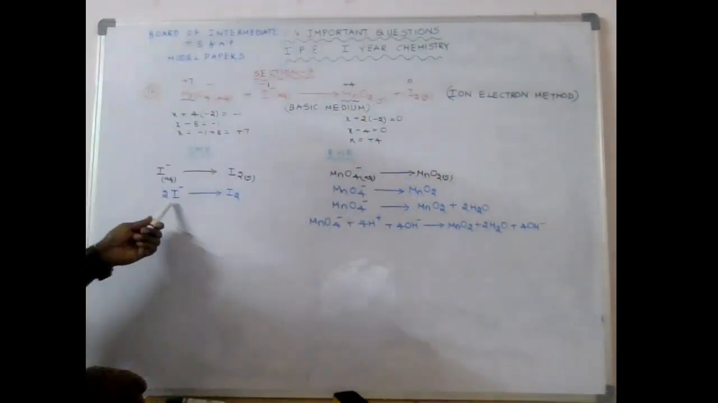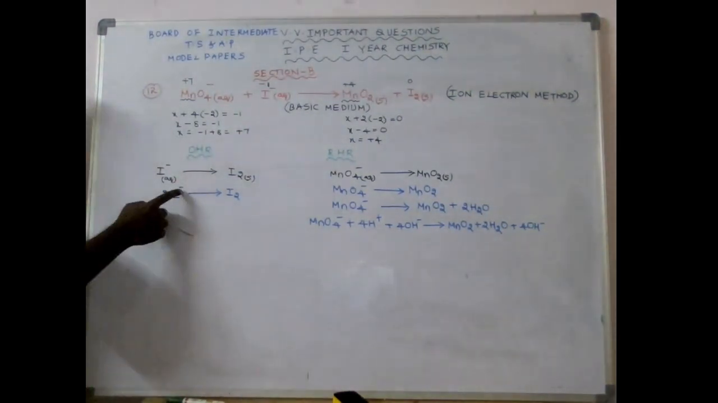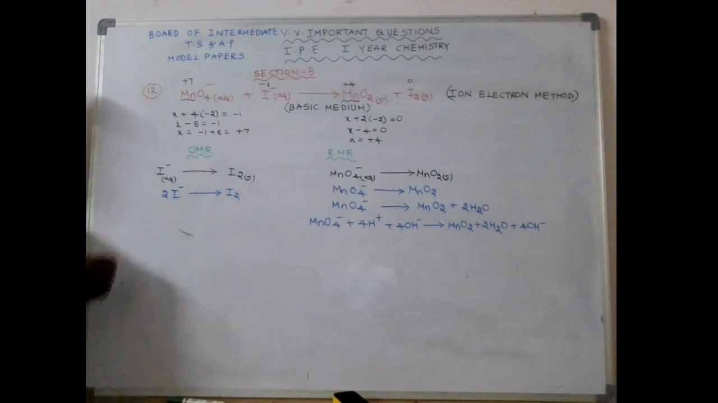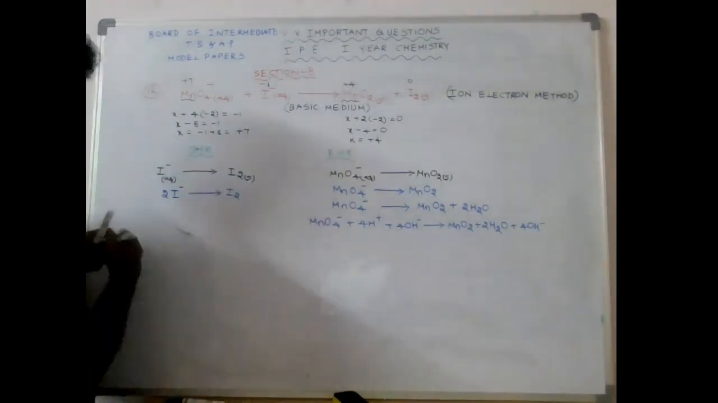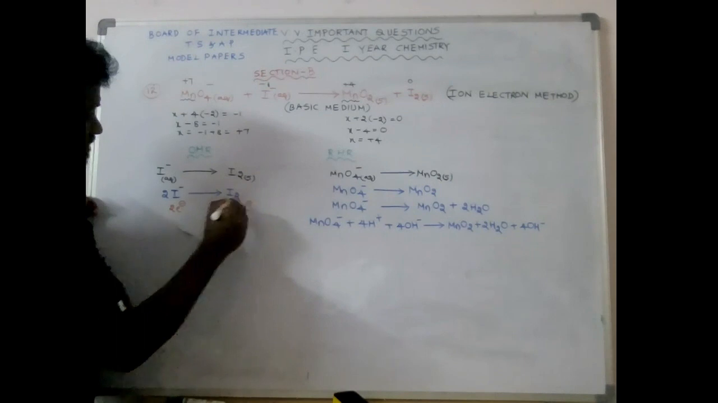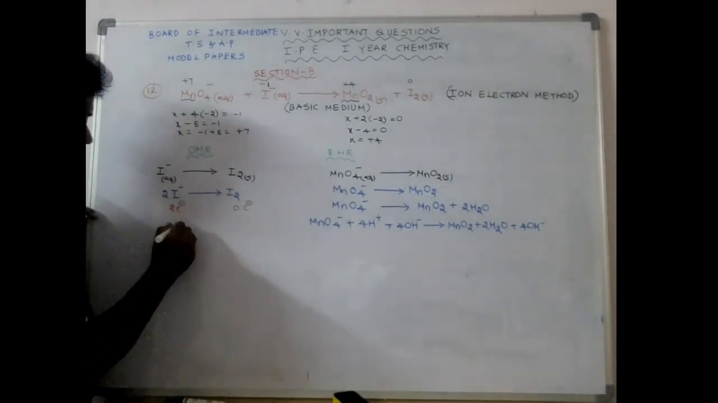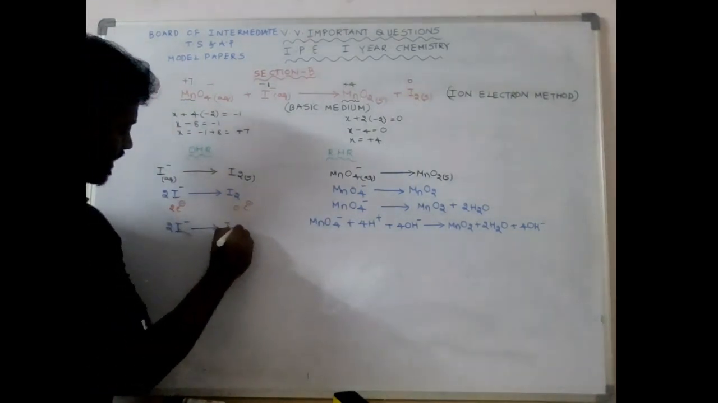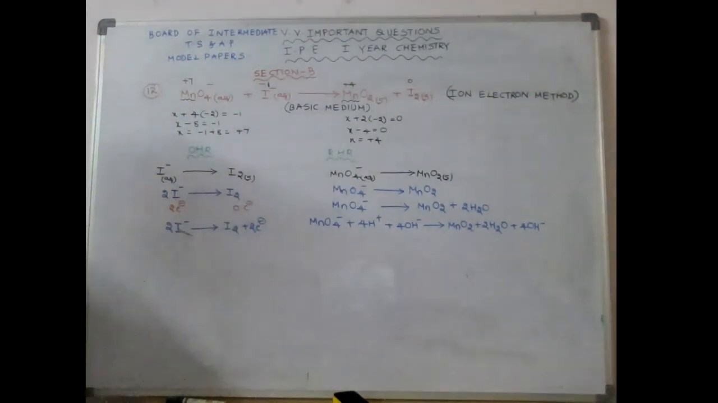Now nothing is left to balance except electrons. Here how many electrons are there? For 1 iodine, 1 electron; 2 iodines, 2 electrons. Here there are 0 electrons. Here 2 electrons extra are there, so the deficiency of electrons is on the right side. So on the right side we add 2 electrons: 2I minus gives rise to I2 plus 2 electrons. So this oxidation half-reaction is completely balanced, no need to touch it again.